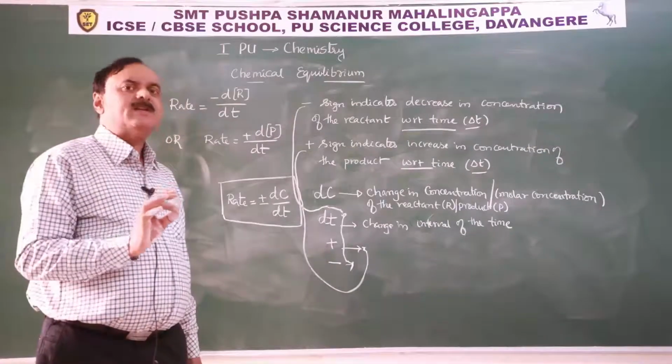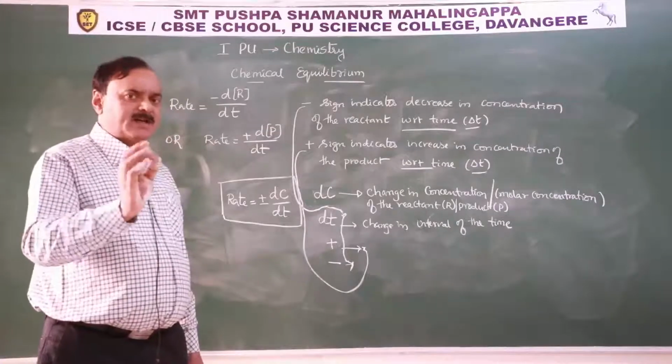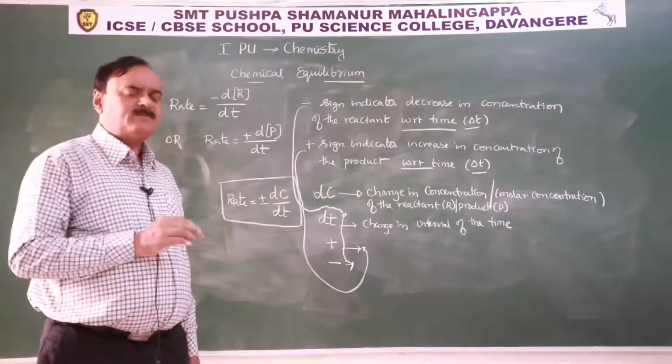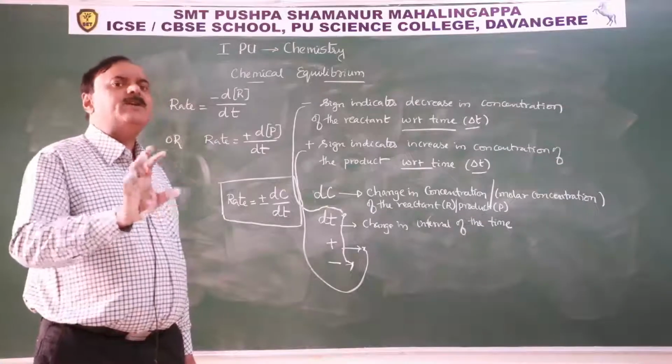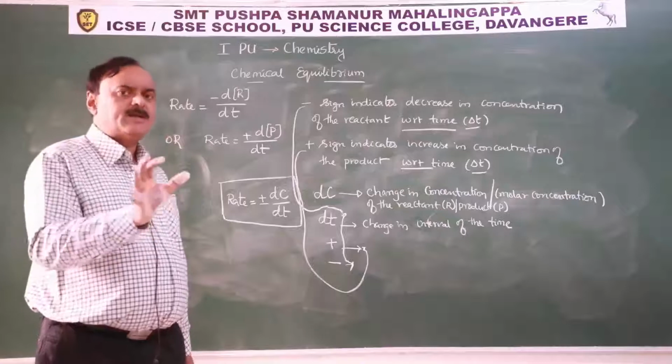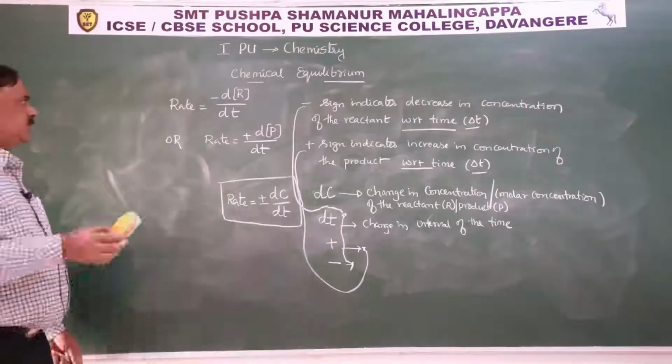Velocity or rate of a chemical reaction is nothing but the change in molar concentration of the reactant, or change in molar concentration of the product, divided by the time required to bring about the change, the time interval that brings about the change.